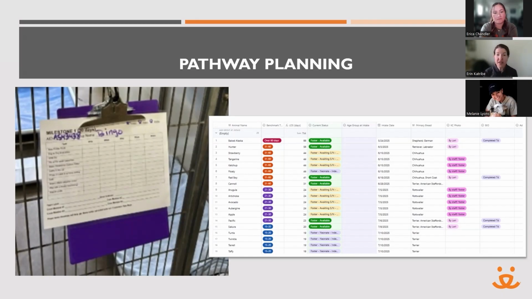And so if you're thinking, as I know many of you are, oh my gosh, all of this looks great, but who's actually doing these steps? What I would encourage you to think about is, who has time for all of this? If we're doing pathway planning and we're proactively managing our population, we will move animals through the system faster, and that opens up more time.